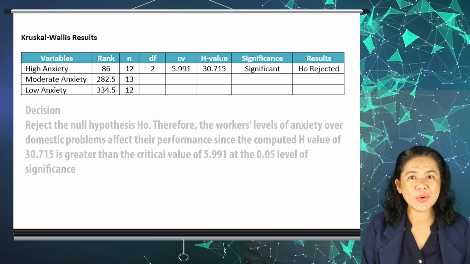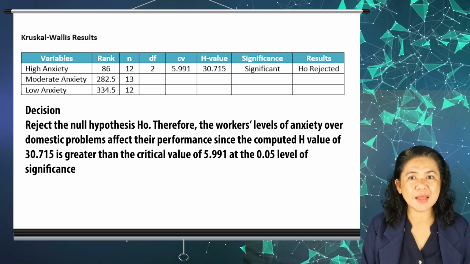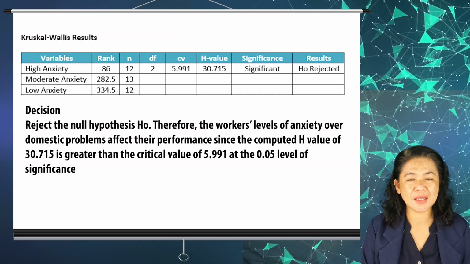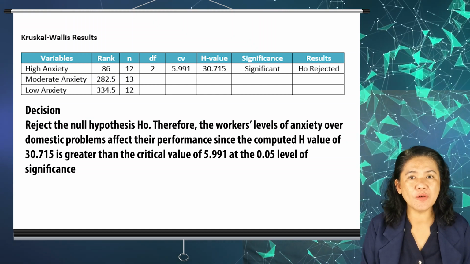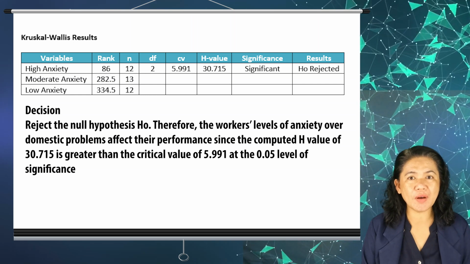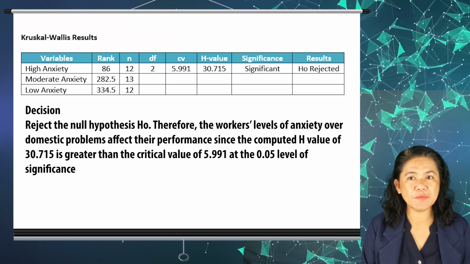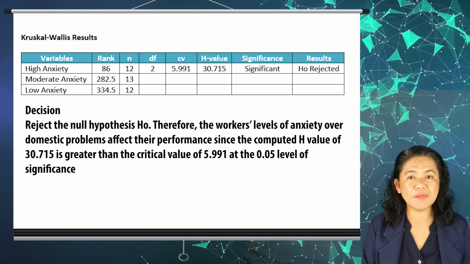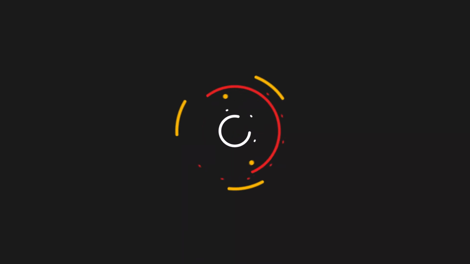Decision: reject the null hypothesis. Therefore, the workers' levels of anxiety over domestic problems affect their performance, since the computed H value of 30.715 is greater than the critical value of 5.991 at the 0.05 level of significance.